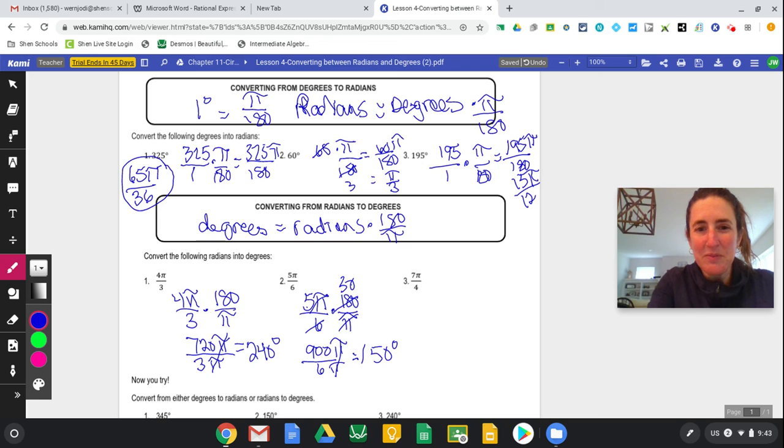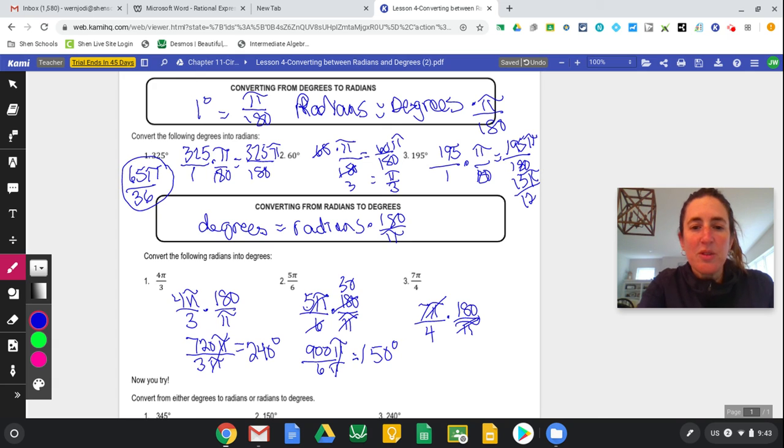Let's try the last one. 7 pi over 4 times 180 over pi. I'm going to try that second method I did. The pi's would cancel. I would see how many times 4 divides into 180, and that should be 45, I think, right? Then I would simply take 7 and multiply it by 45, and I get 315 degrees.